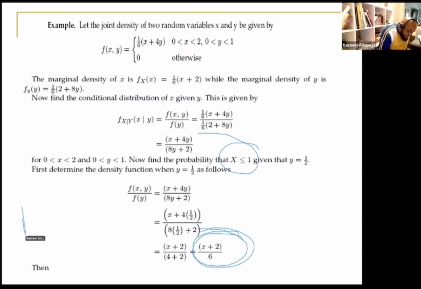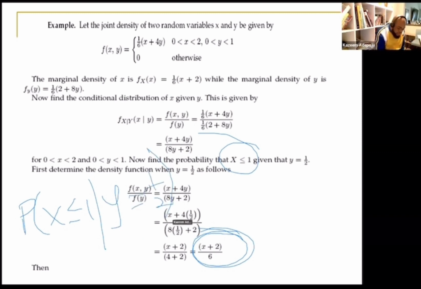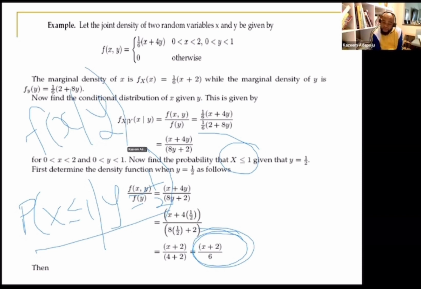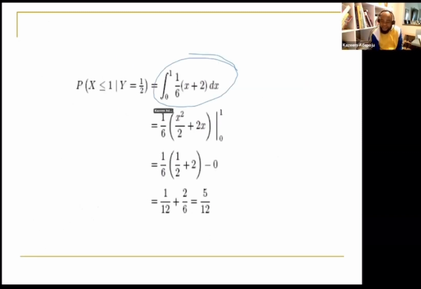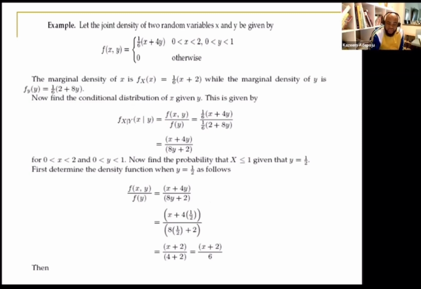What I want to find is the probability of x less than or equal to 1, given that y equals half. Since you're working with x given y, I'm going to use the conditional function of x given y, which is the one I've derived here. As I plug in y equals half, that is what I'm going to use to find the probability of x less than or equal to 1. That's what I'm doing here. Give me 1 second. Look at what I'm finding. It means I generate this function here. How do I generate it? Using the conditional formula here, I first plug in y equals half, which is what I'm doing here, and that led to this.